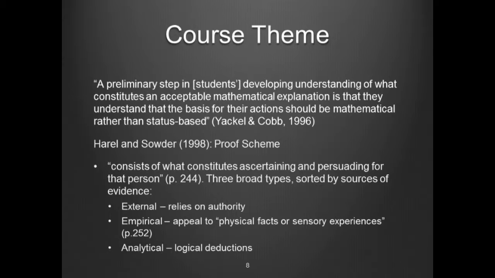So this is a quote from Yackel and Cobb's '96 paper. A preliminary step in students' developing understanding of what constitutes an acceptable mathematical explanation is that they understand that the basis for their actions should be mathematical rather than status-based, right? That you use proof and evidence as appropriate as opposed to claiming authority. Does anyone else feel like this is one of the big goals that they're working on in their classes?